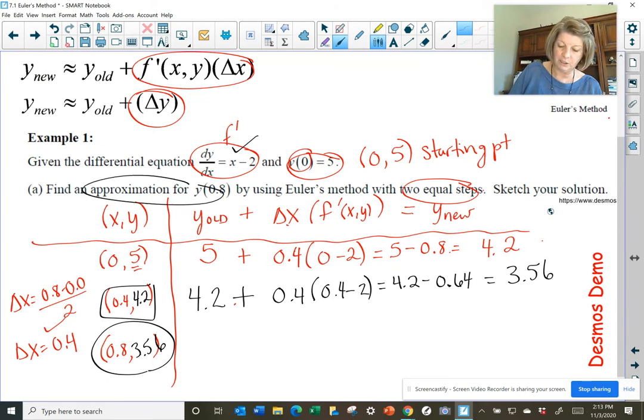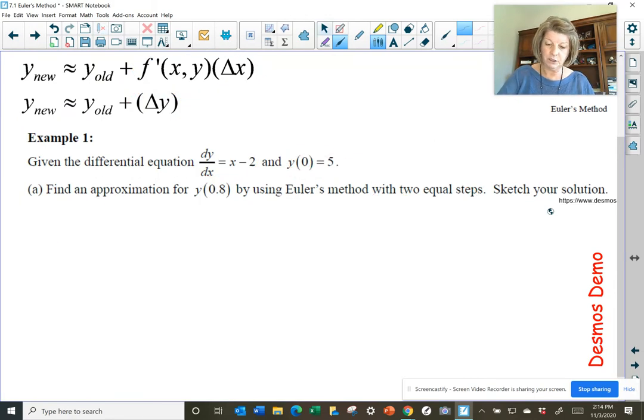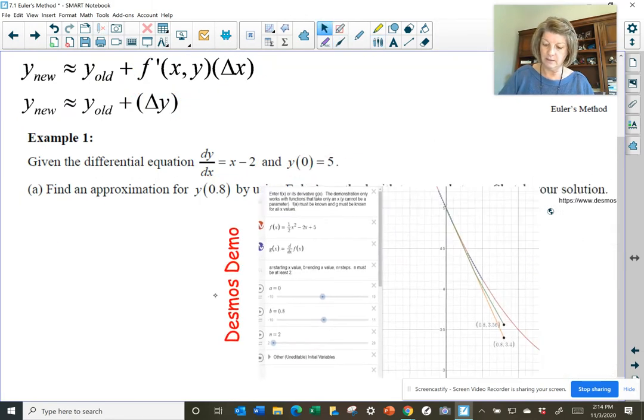Find the approximation. y of 0.8 is approximately 3.56. So don't worry if you were just busy writing a lot of numbers down, because let's go do another problem and hopefully it'll make even more sense. But you've got some pretty good notes there. I'm going to clear my screen because I want to show you the Desmos on this.